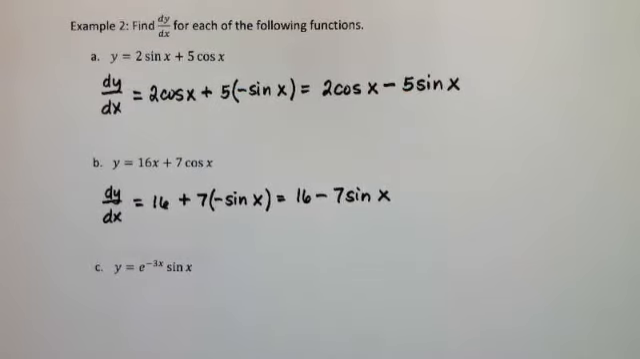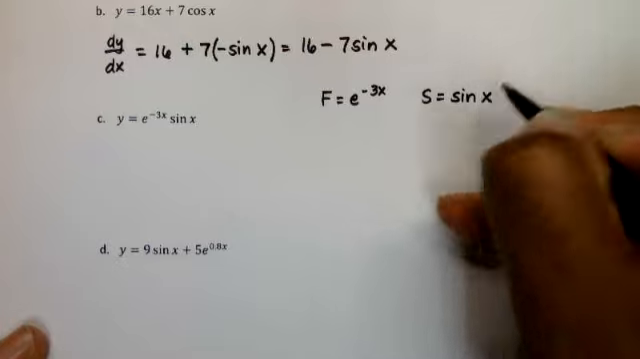All right, now let's look at part C. We got y equals e to the negative 3x times the sine of x. Well, e to the negative 3x is multiplied by the sine of x, so that tells me I need to use the product rule. And of course, the product rule is this. My first term is going to be e to the negative 3x. And then the second term would just be sine of x.